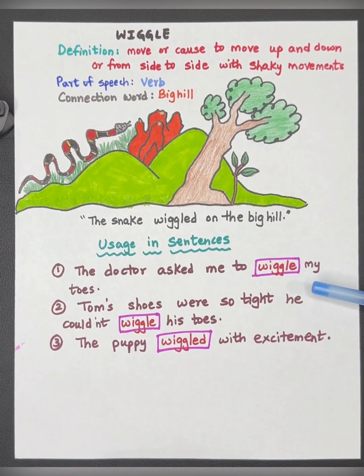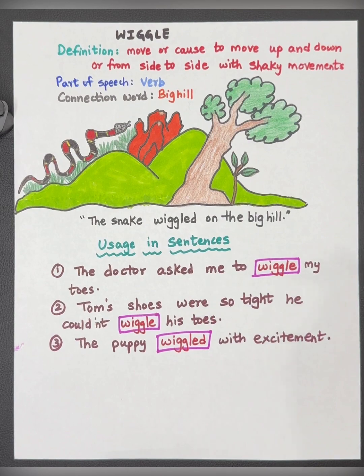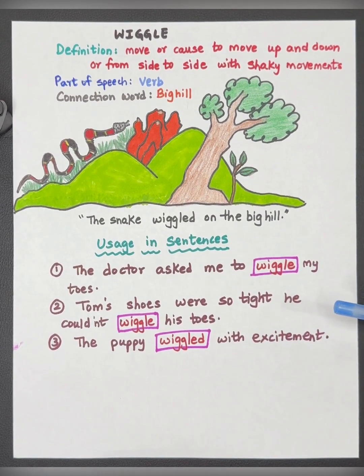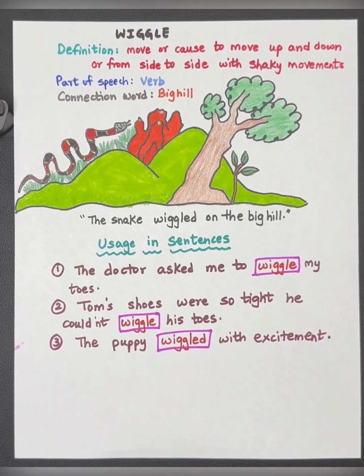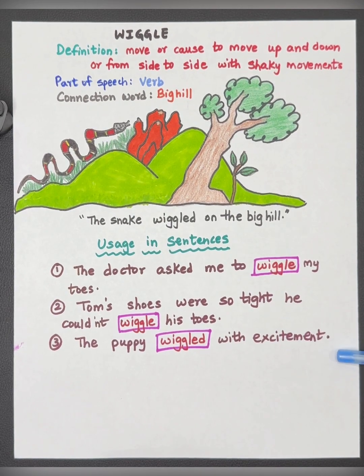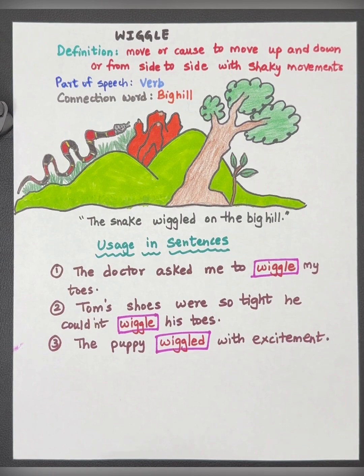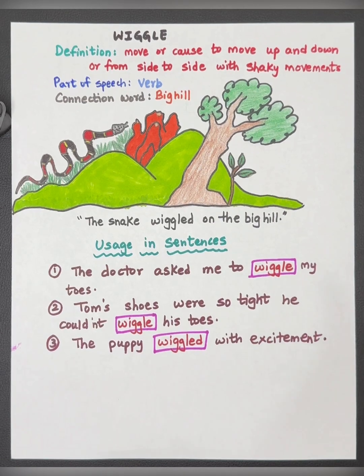The doctor asked me to wiggle my toes, like to move your toes up and down or side to side. Tom's shoes were so tight he couldn't wiggle his toes. If your shoe is tight, can you move your toes? No, right? The puppy wiggled with excitement. So the puppy was so happy and then it started giving side to side shaky, jerky movements with happiness.